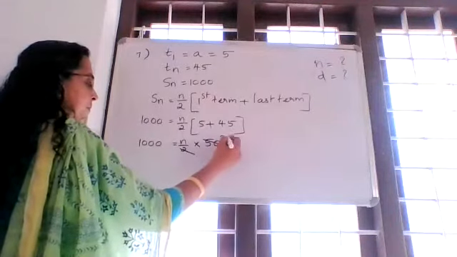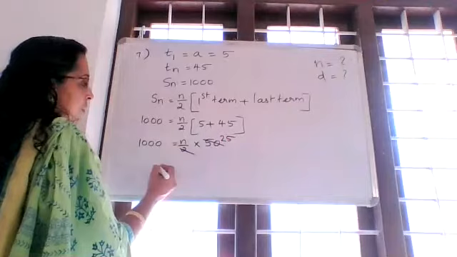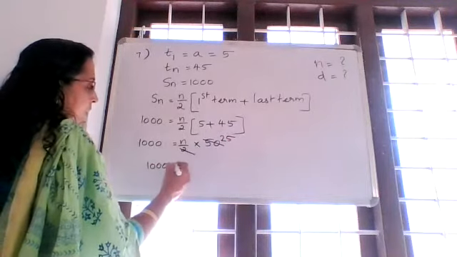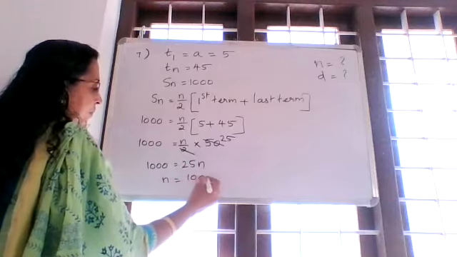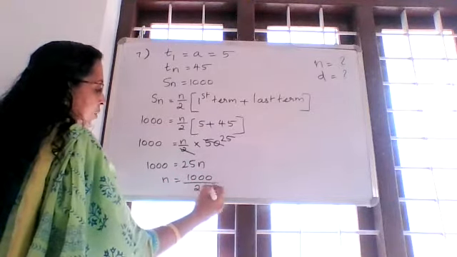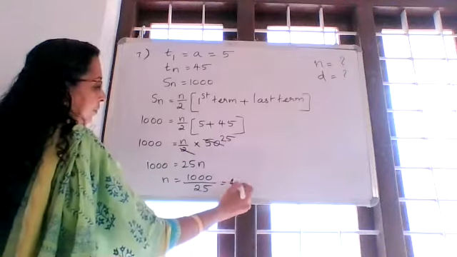How many times? 25 times. 1000 is equal to 25n. So n is equal to 1000 by 25. How many times? 40.